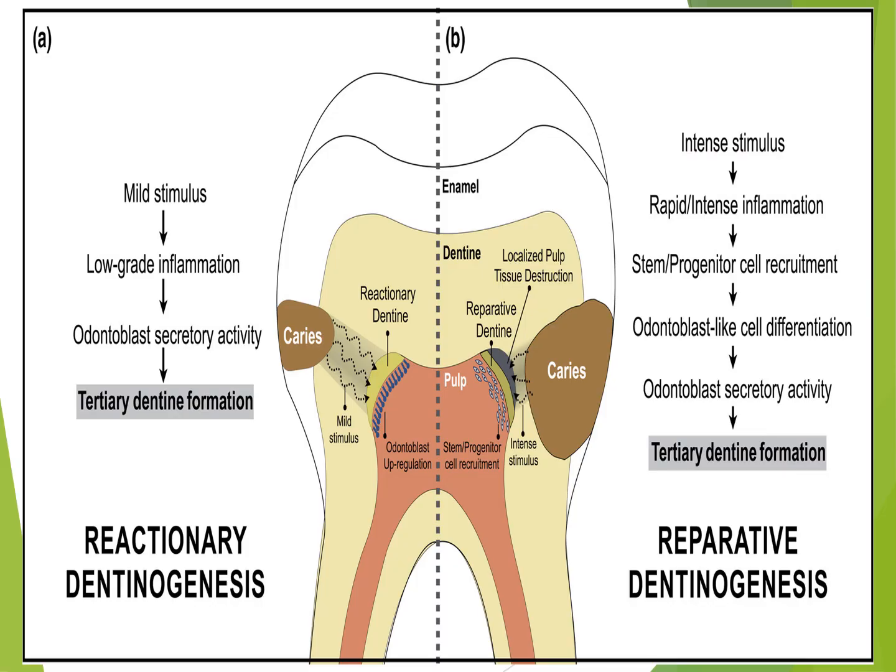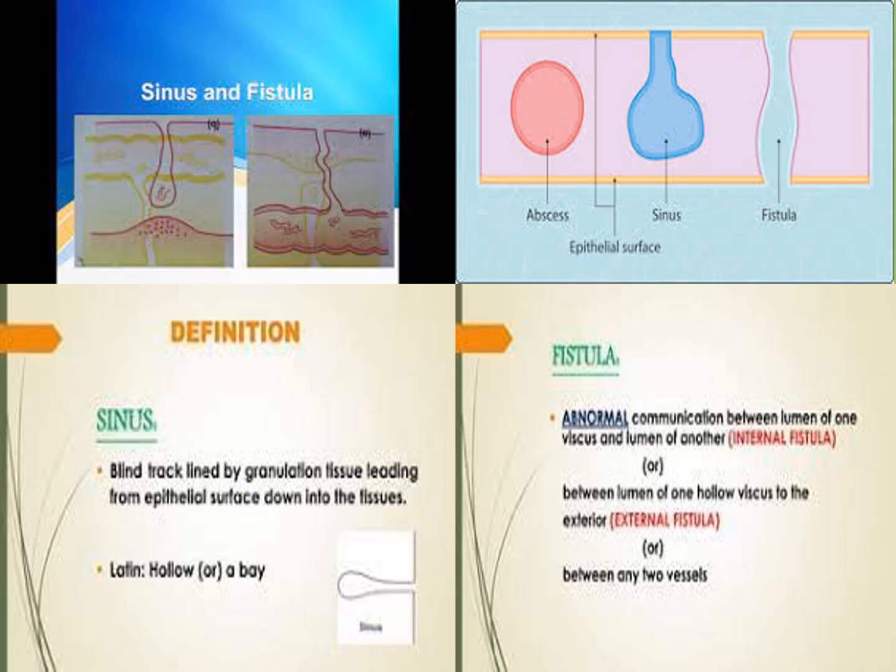The dentin shows a reactionary, reparative tendency. Any stimulus that causes inflammation, whether low grade or high grade, will lead to odontoblast activity that will lead to the formation of tertiary dentin.